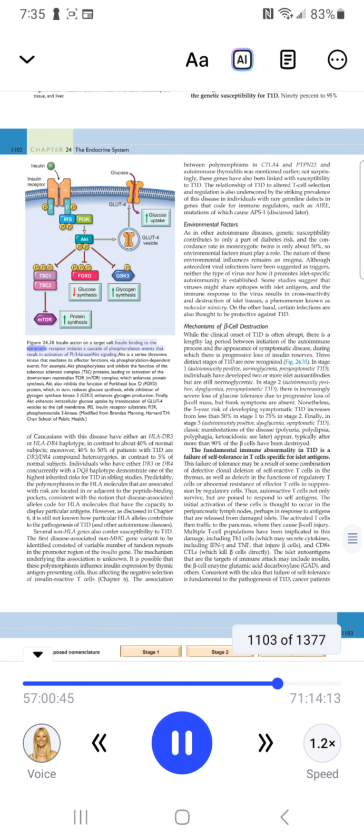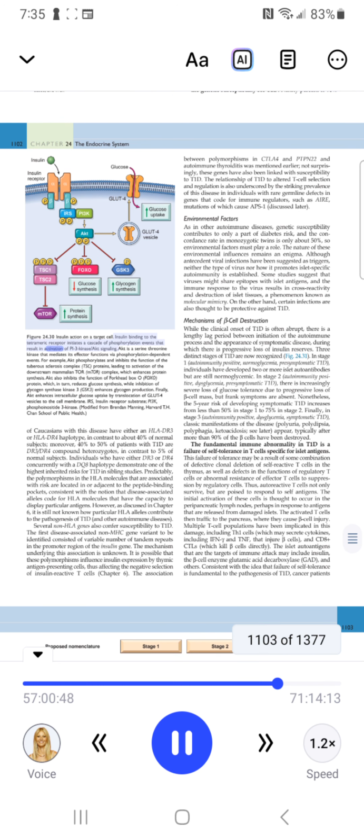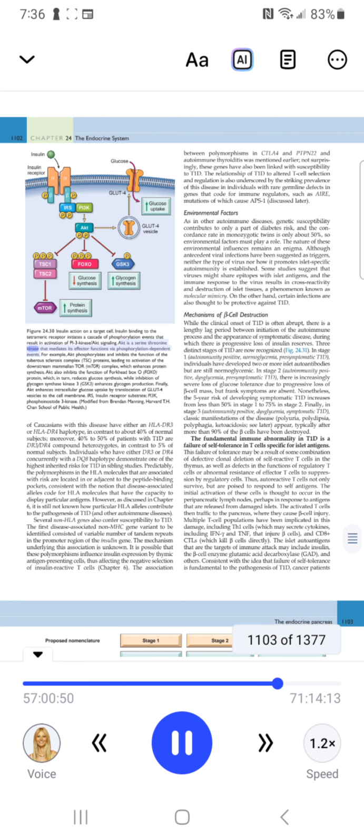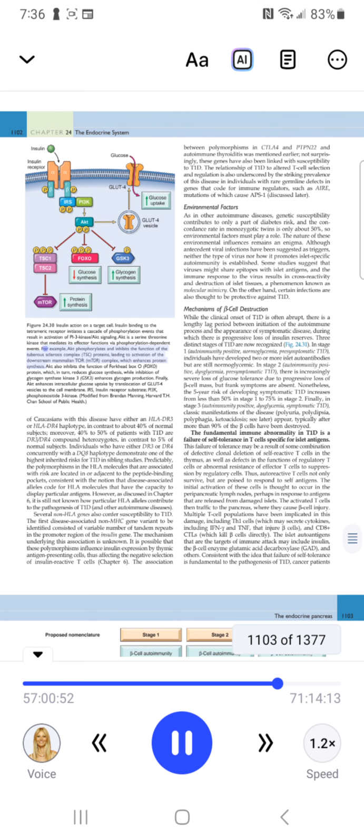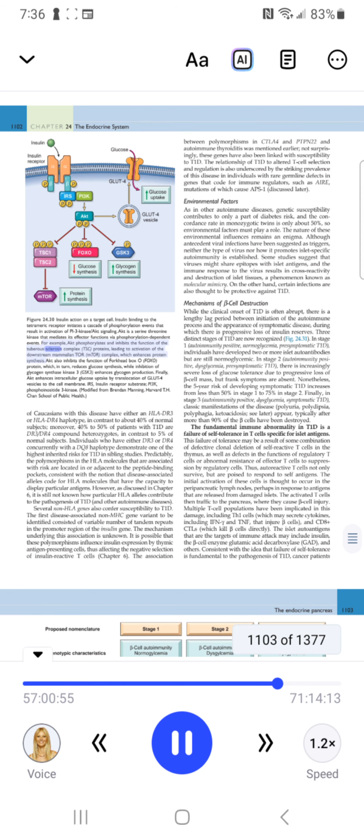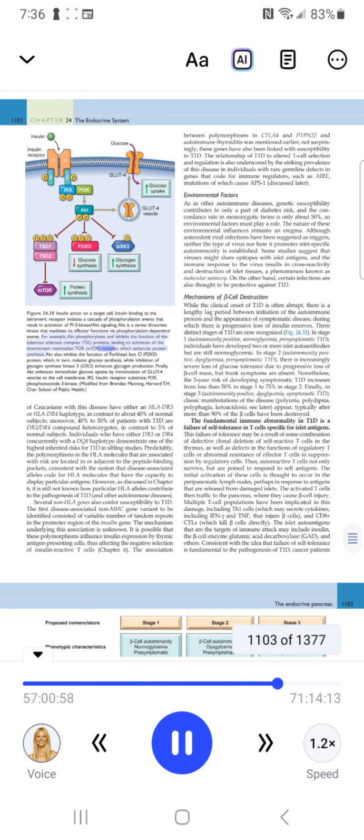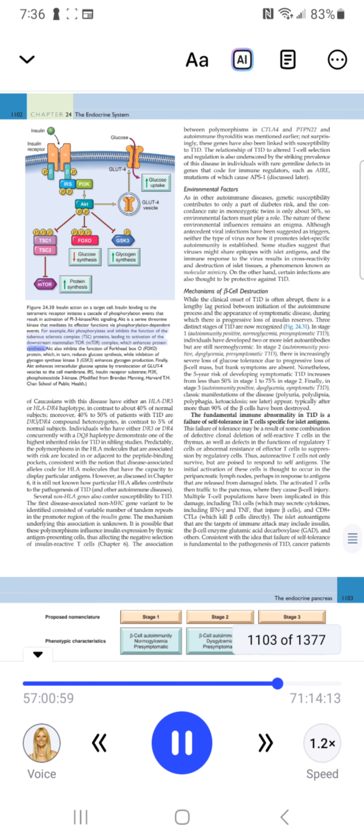Insulin binding to the tetrameric receptor initiates a cascade of phosphorylation events that result in activation of PI3 kinase-AKT signaling. AKT is a serine-threonine kinase that mediates its effector functions via phosphorylation-dependent events. For example, AKT phosphorylates and inhibits the function of the tuberous sclerosis complex, TSC proteins, leading to activation of the downstream mammalian TOR, mTOR complex, which enhances protein synthesis.